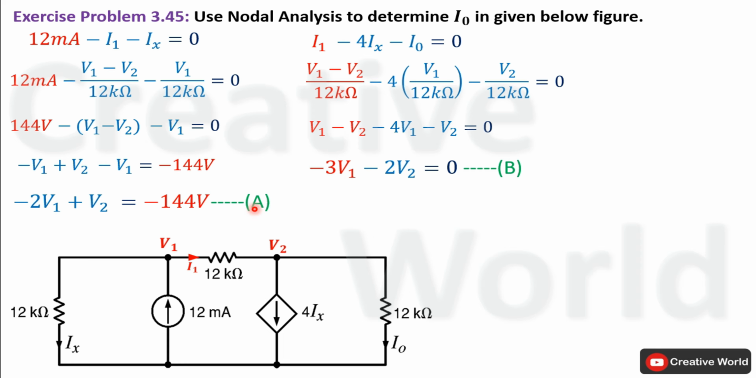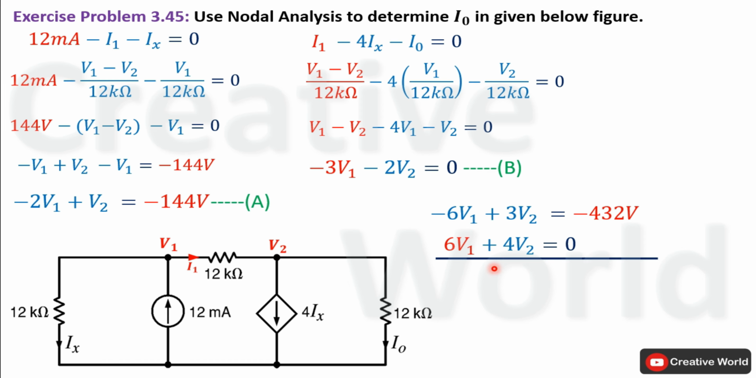Now we have two node voltage equations. We can solve them to find out the value of V2. If we succeed to find its value, we will be able to calculate the value of current I0 as well. So first of all, we will solve these two equations to find out the value of V2. For that purpose, we will multiply equation A with 3. The equation will become minus 6V1 plus 3V2 equal to minus 432 volt. And we will multiply equation B with minus 2. The equation will become 6V1 plus 4V2 equal to 0.